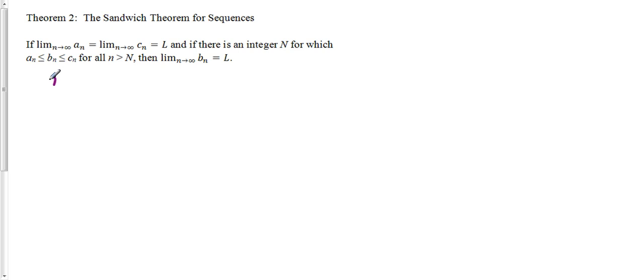So first of all, we're talking about three different sequences. So we've got sequences a_n, b_n, and c_n. And we have some information about a_n and c_n, and that's what's up here. We happen to know what their limits are. We know that those sequences converge.